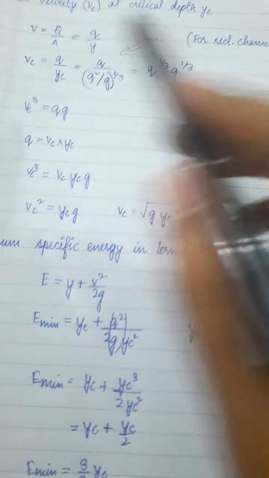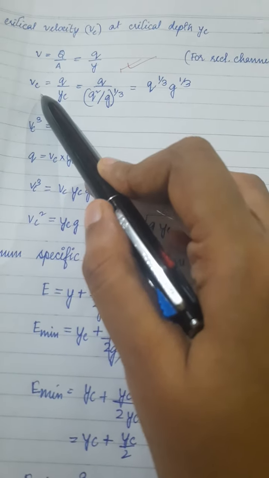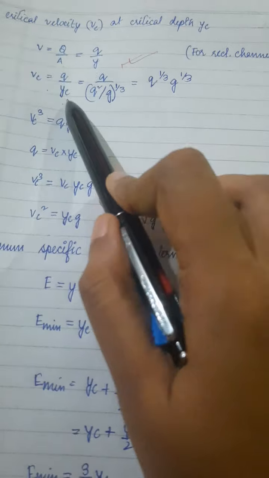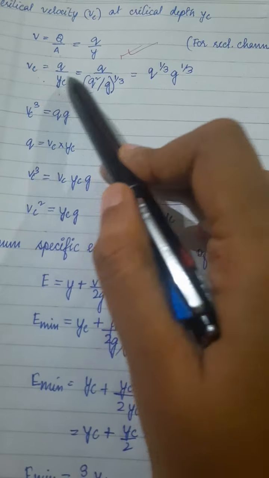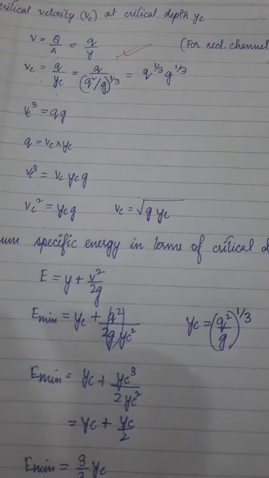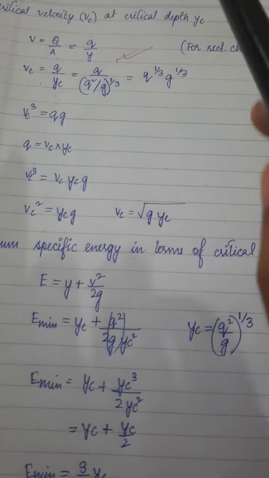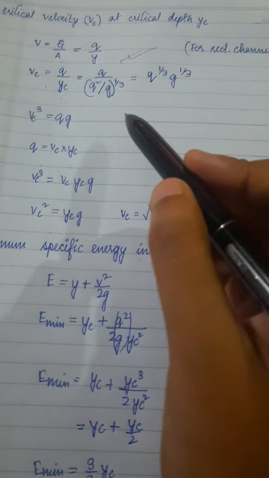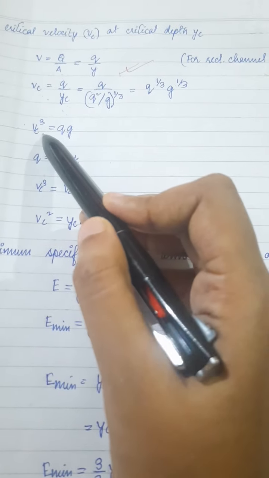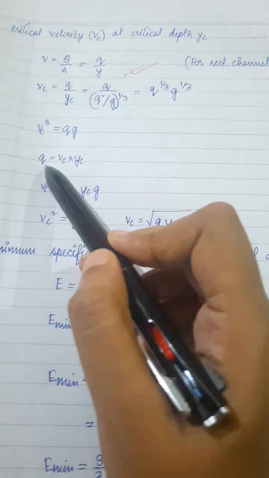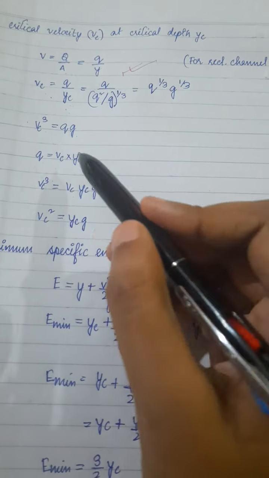Now for any velocity it is Q by y, but when we need Vc, we have to consider y as yc. So Vc equals Q by yc. Just place yc, which we know is (q square by g) to the power 1 by 3. So it is Q to the power 1 by 3 over g to the power 1 by 3. Vc cube equals Qg, where Q equals Vc into yc.